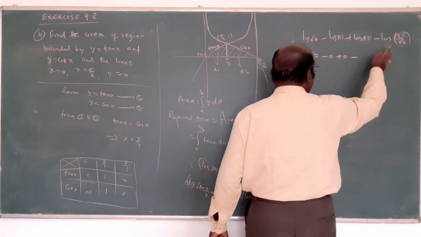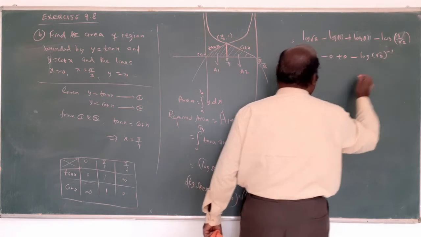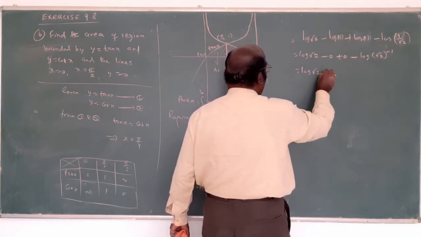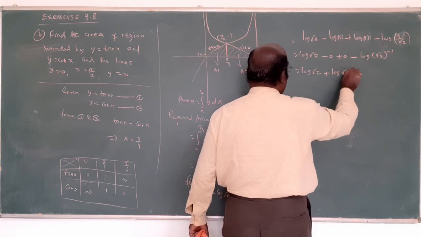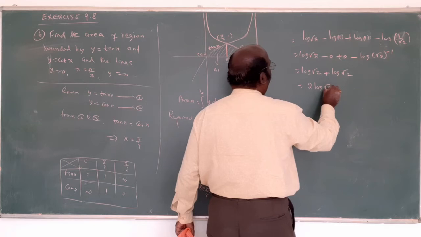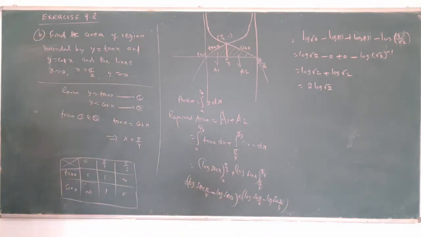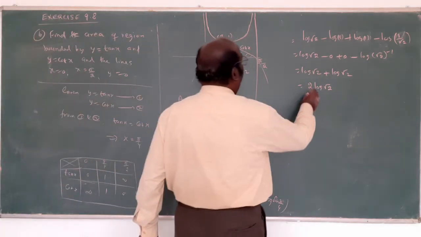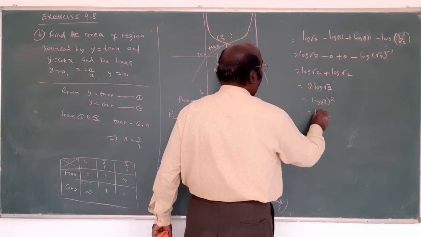The other term can be written as the reciprocal: log of root 2 whole power minus 1, which gives minus log root 2 with the minus already there, so log root 2 plus log root 2. That is 2 times log root 2. Am I correct? This can also be written as log of root 2 whole square, by the power rule. So log root 2 whole square is log 2. This is the answer.